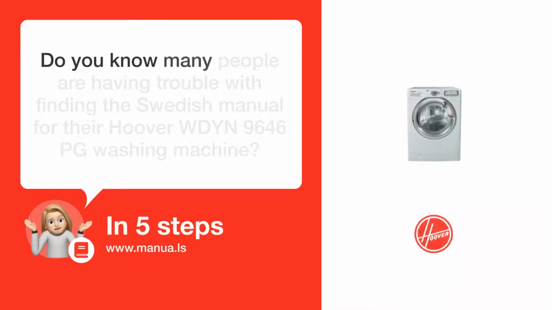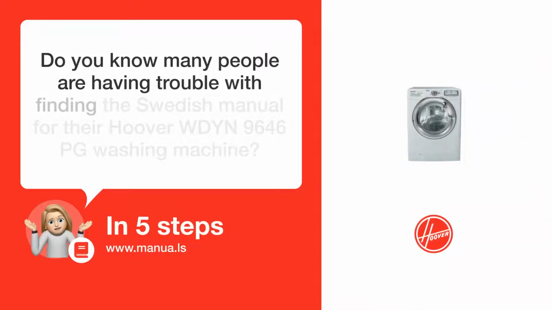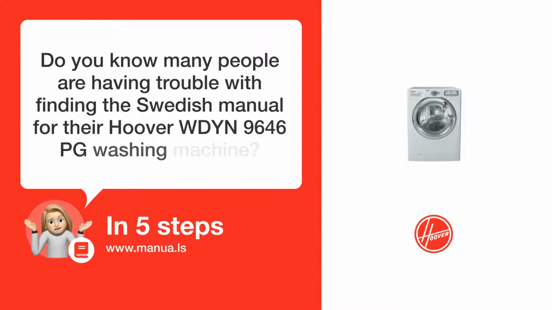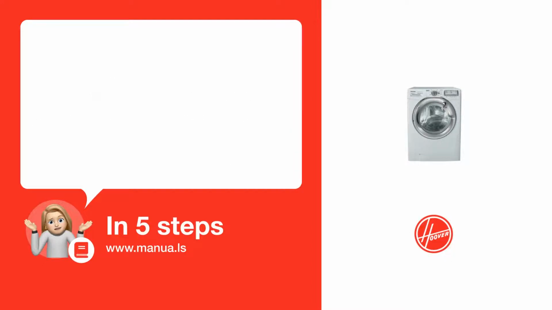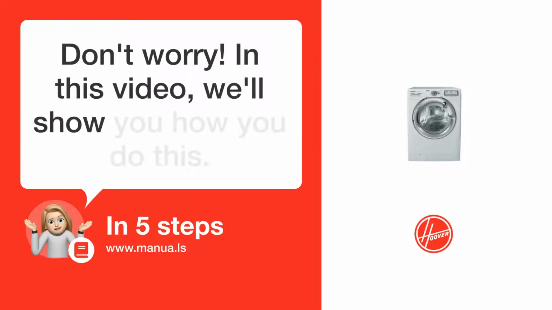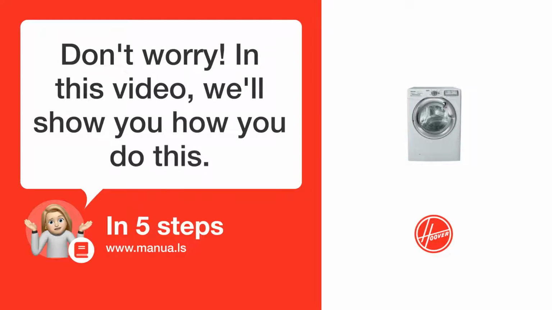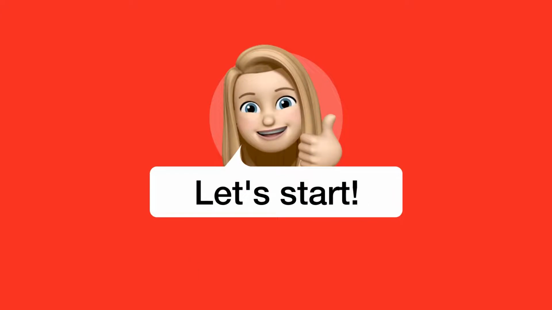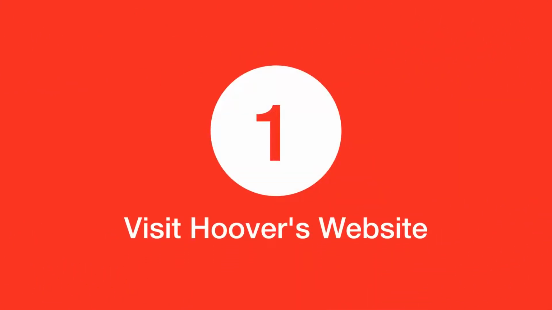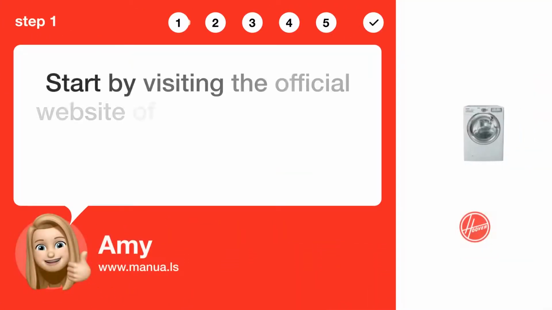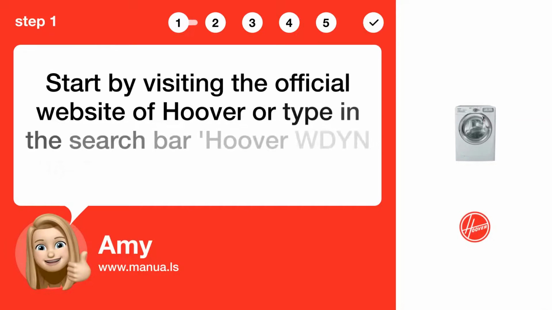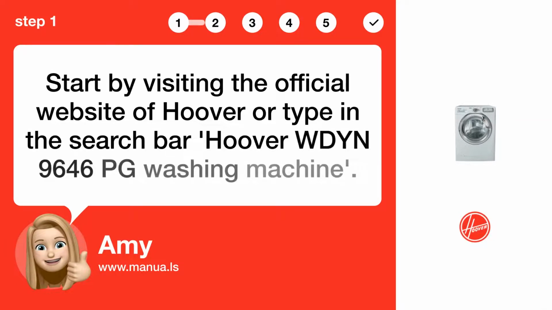I know many people are having trouble with finding the Swedish manual for their Hoover WDYN 9646 PG washing machine. Don't worry. In this video, we'll show you how you do this. Let's start. Step 1. Visit Hoover's website. Start by visiting the official website of Hoover or type in the search bar Hoover WDYN 9646 PG washing machine.